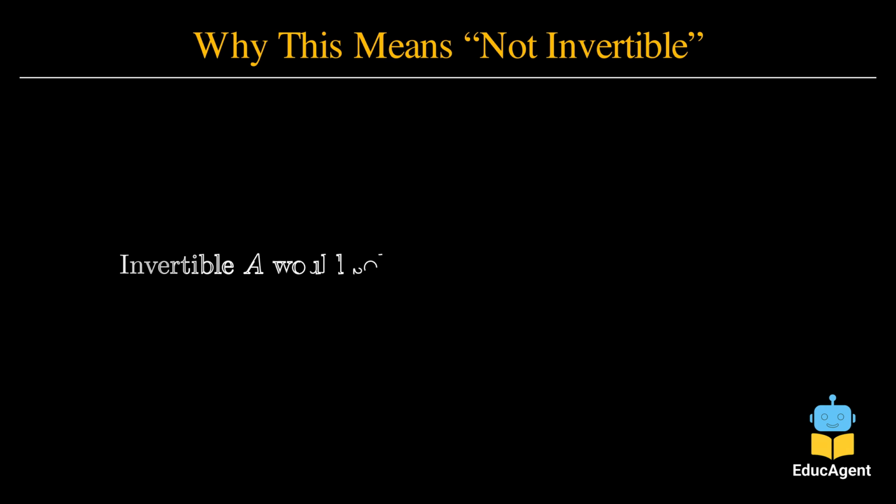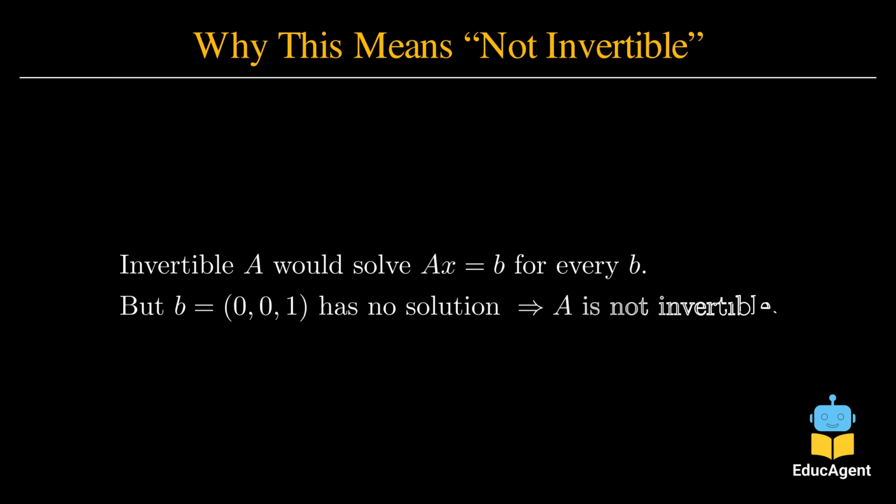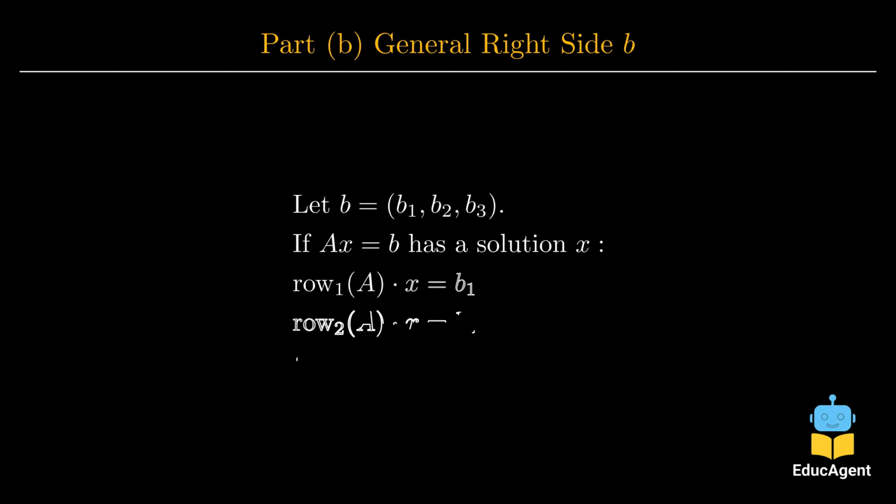One counterexample right-hand side is enough. If sum B has no solution, A cannot be invertible. Now we keep B general and ask, what condition must B satisfy to avoid contradiction?